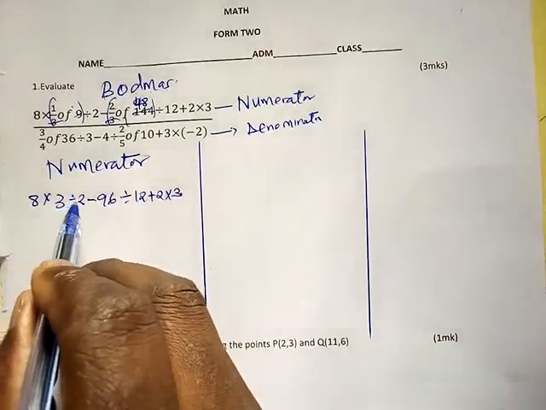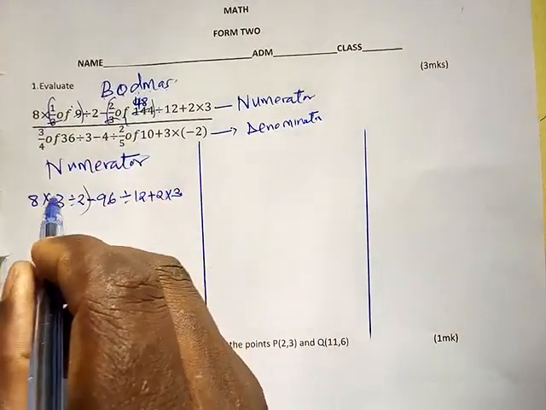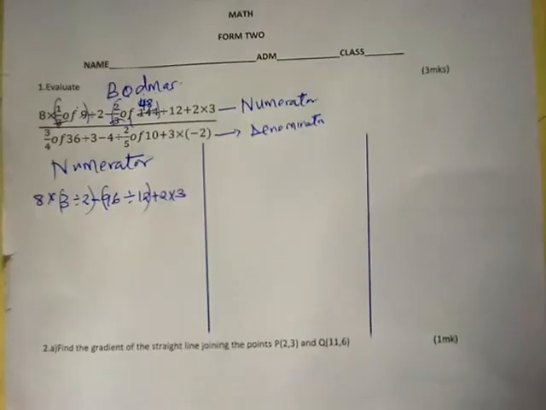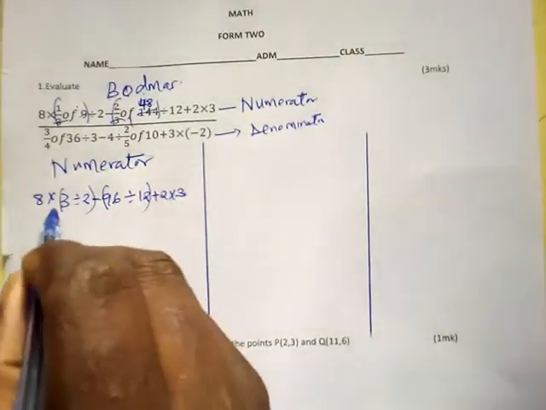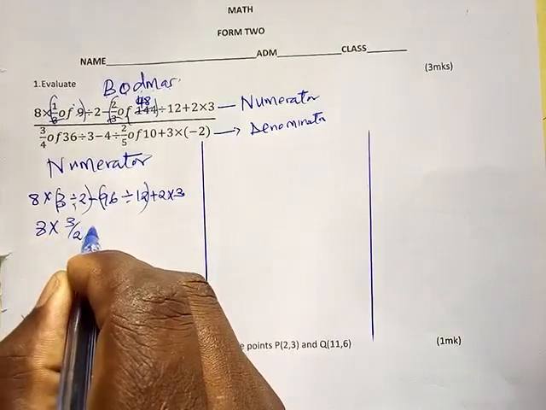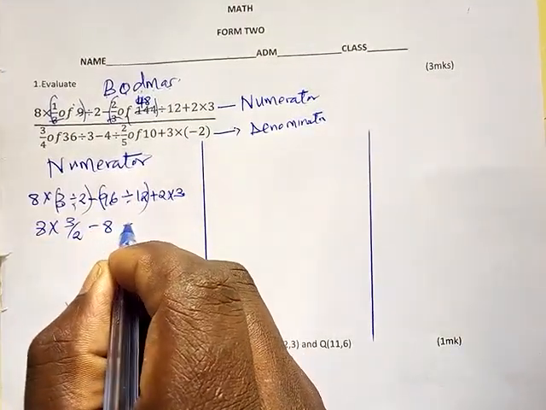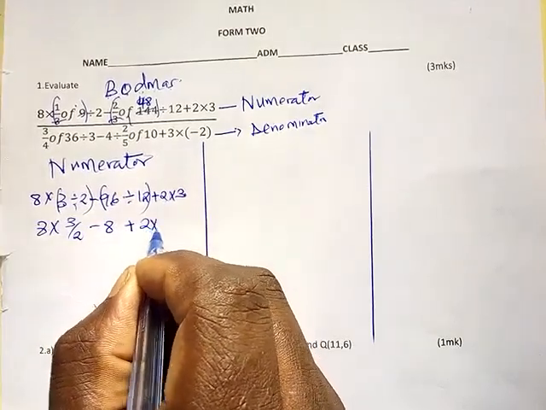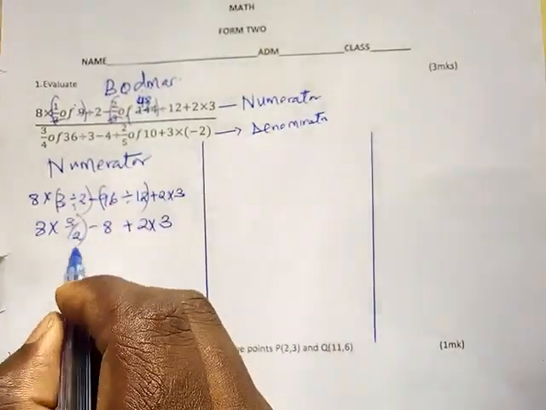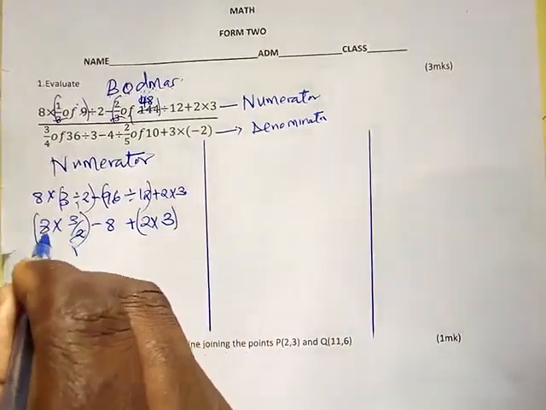The next thing is we have finished "of". Division is here, another division is here. So 8 times 3 over 2, that's the division, minus 96 divided by 12 is 8, plus 2 times 3. The next one is multiplication. So multiplication is here, multiplication is here. So this one here once, here 4.